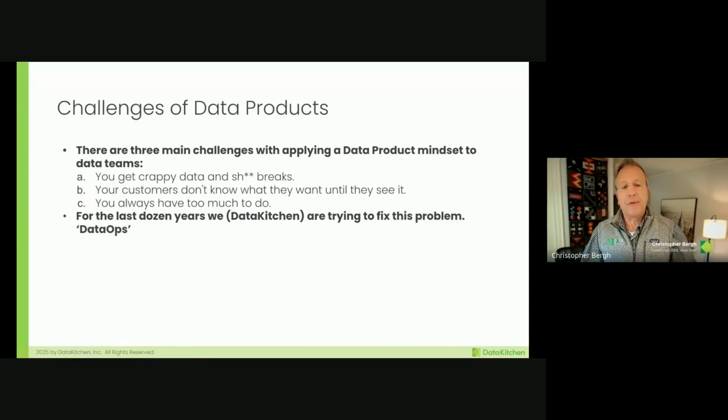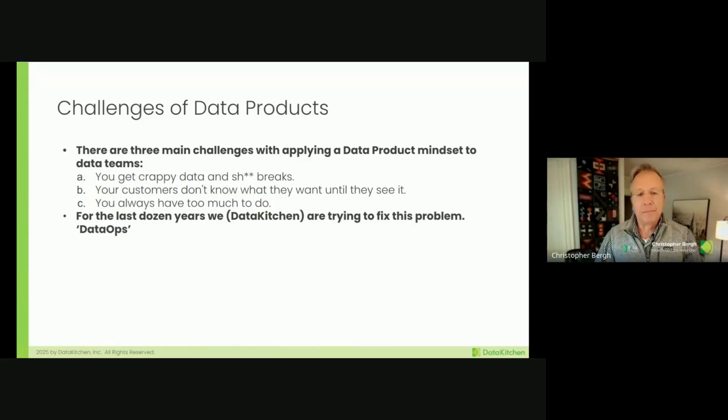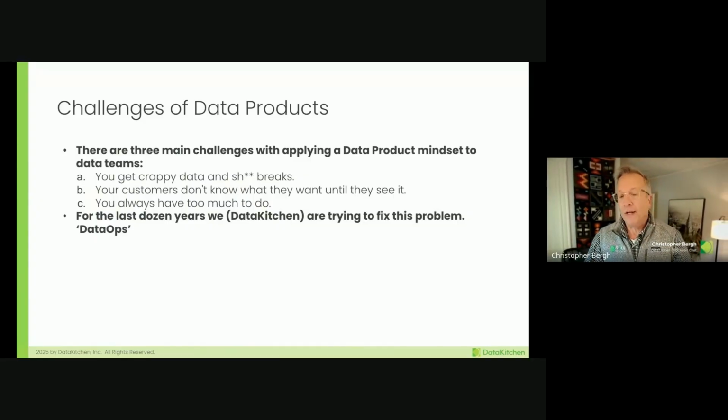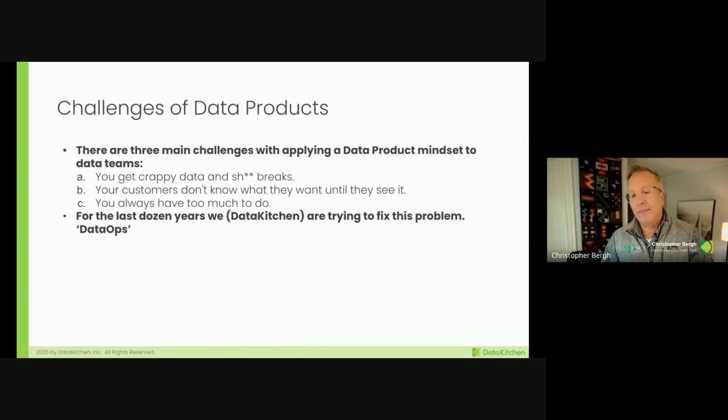And I've learned three things. You're going to get crappy data and stuff's going to break. Your customers don't know what they want until they see it. And you always have too much to do. And for the last dozen years, my co-founders and employees and I have really focused on trying to fix this problem called DataOps. And we've written books on it and talked about it through the roof.